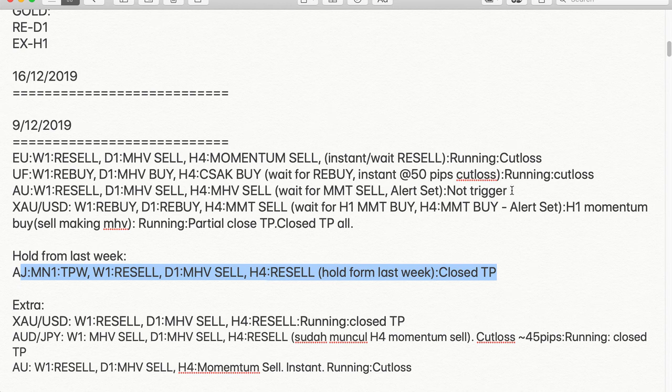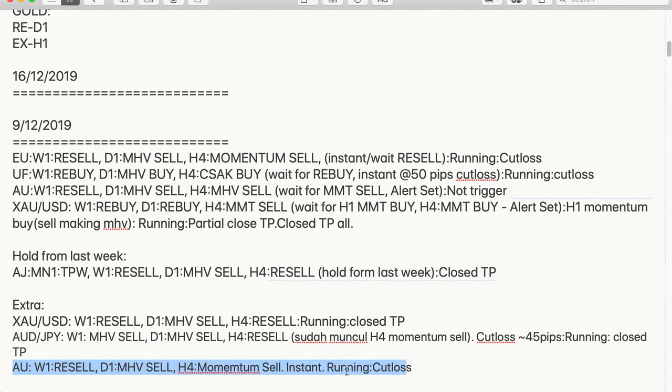And then for AUD USD, our analysis did not trigger because the price keep going up. We're looking for sell, but we keep seeing momentum buy. So we got the extra signal from the group. We enter re-entry sell again from the group, but we cut loss.